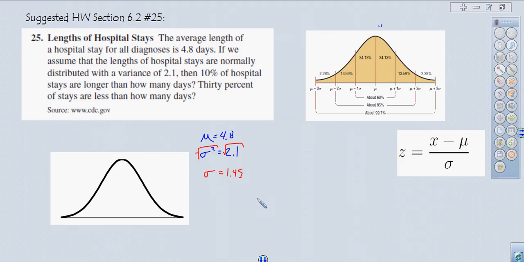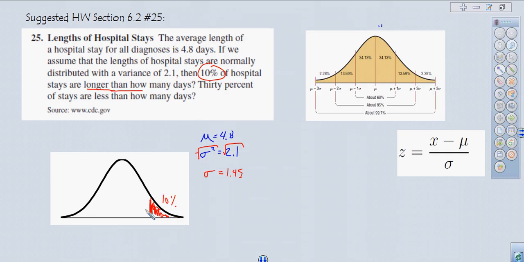Alright, and so now we've got to start interpreting and figuring out what this 10% is all about and how we're going to use that. So now it says 10% of the hospital stays are longer than how many days. Because we're talking about longer, we're looking at the high end here. So you can kind of imagine that maybe 10% is over here. We're looking at this top 10%. Okay, so the top 10% right there.